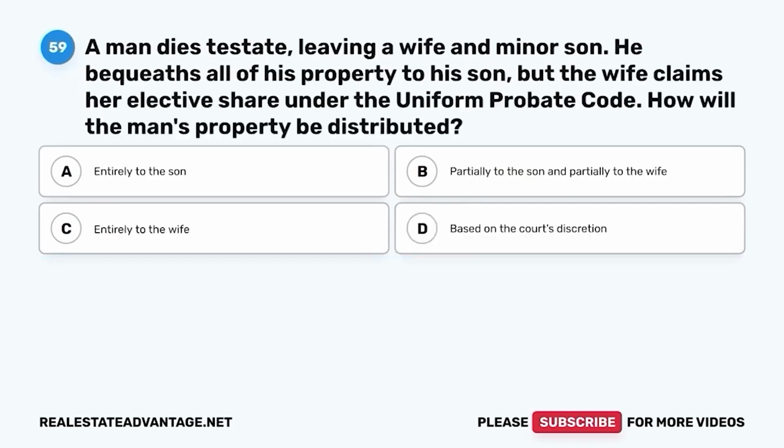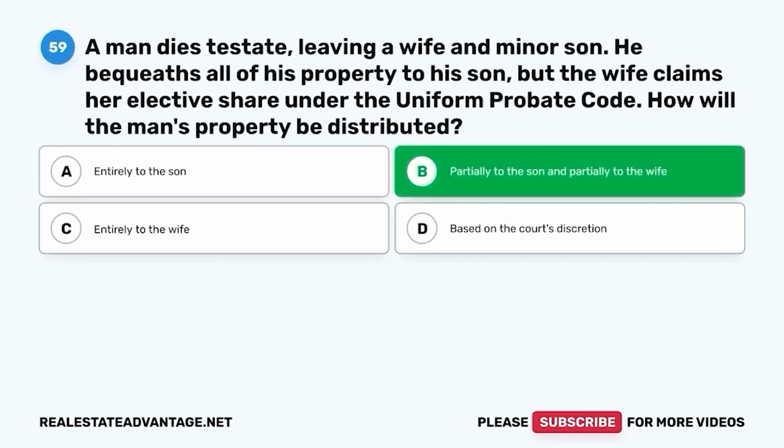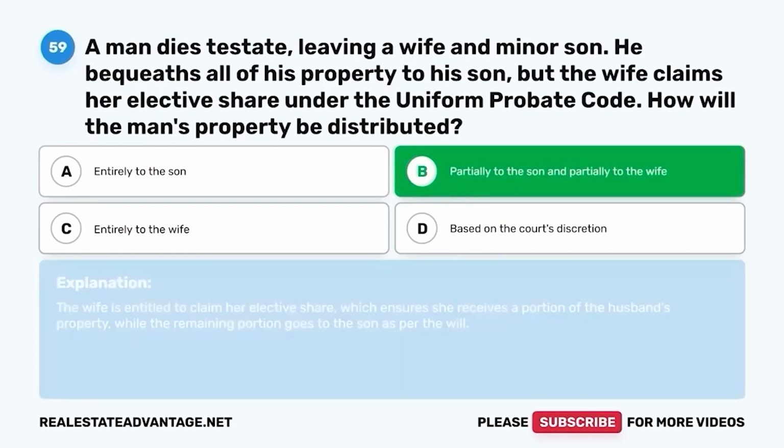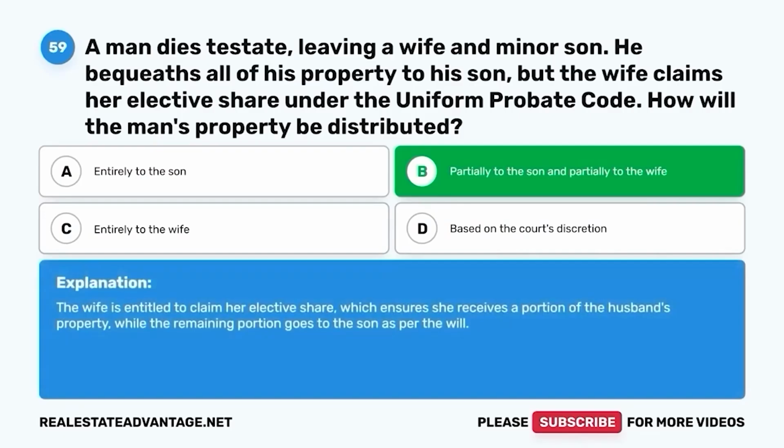Question 59. A man dies testate, leaving a wife and minor son. He bequeaths all of his property to his son, but the wife claims her elective share under the Uniform Probate Code. How will the man's property be distributed? A. Entirely to the son. B. Partially to the son and partially to the wife. C. Entirely to the wife. D. Based on the court's discretion. The correct answer is B. Partially to the son and partially to the wife. The wife is entitled to claim her elective share, which ensures she receives a portion of the husband's property, while the remaining portion goes to the son, as per the will.